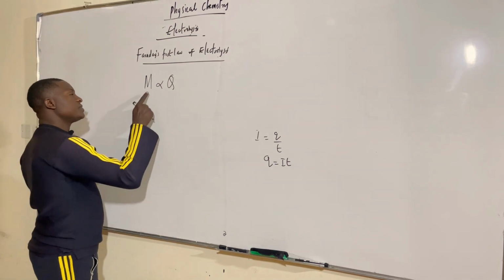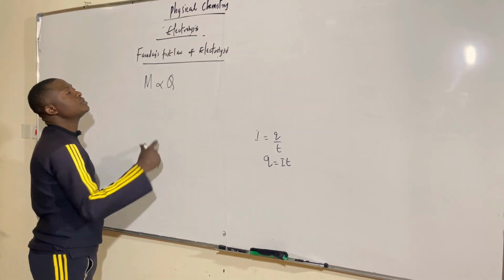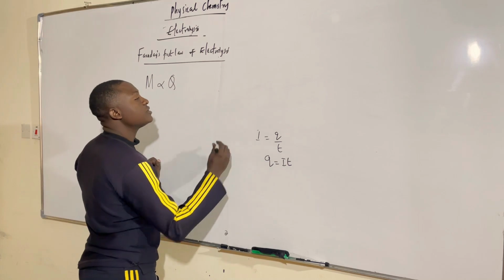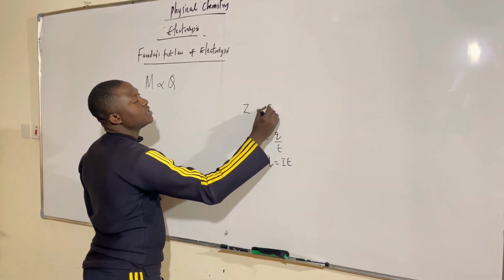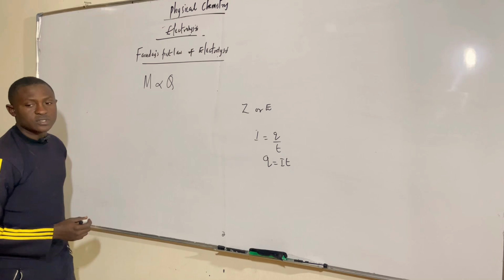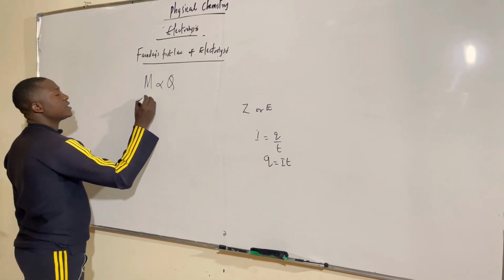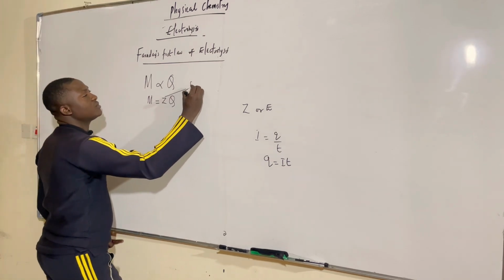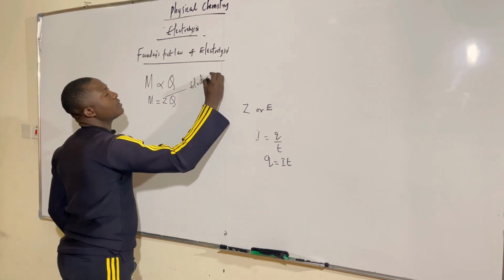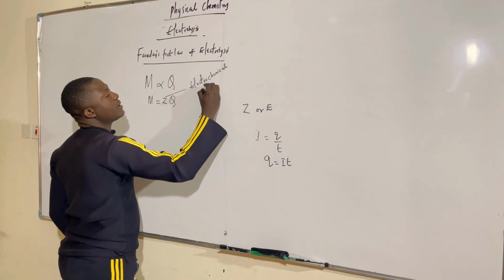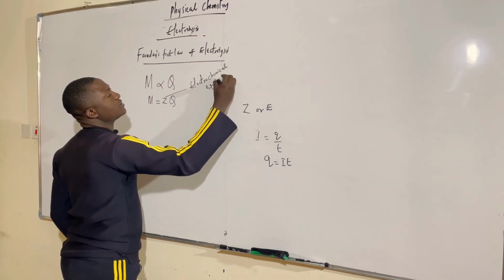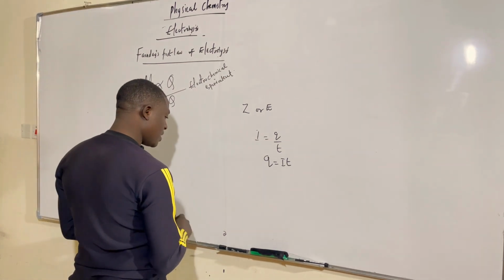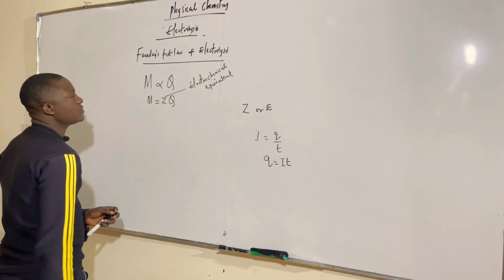So the mass of a substance liberated during an electrolysis is directly proportional to the quantity of charges passing through the electrolyte. In some materials, they use the symbol Z, while some use E. Either of the two is still the same thing, just like the constant there. If I use Z, that means I can have M equal to ZQ. This Z is called the electrochemical equivalent. So M is equal to ZQ.